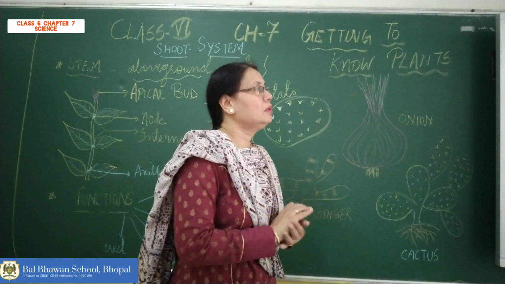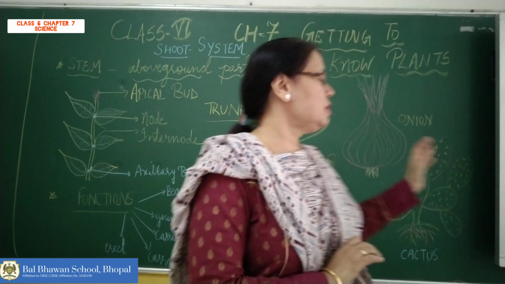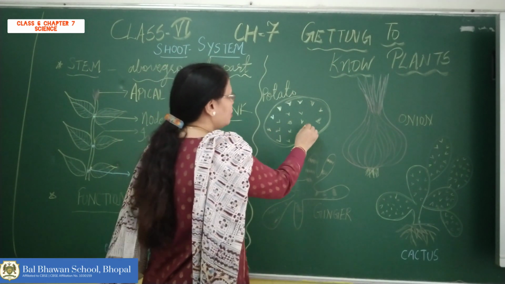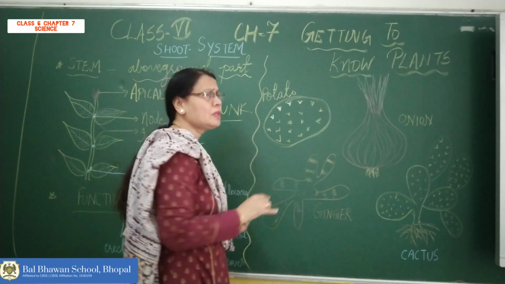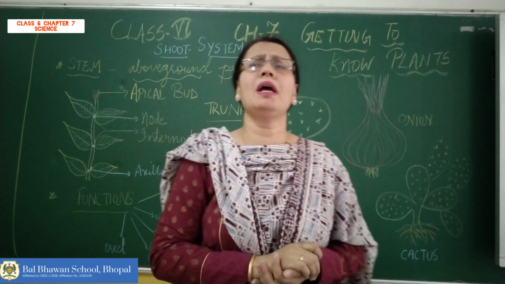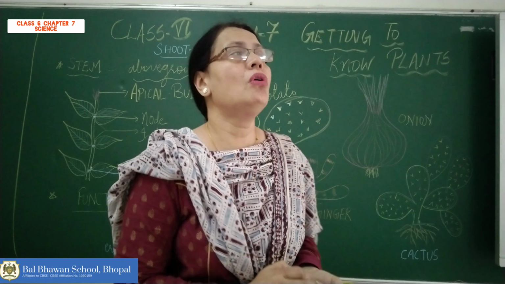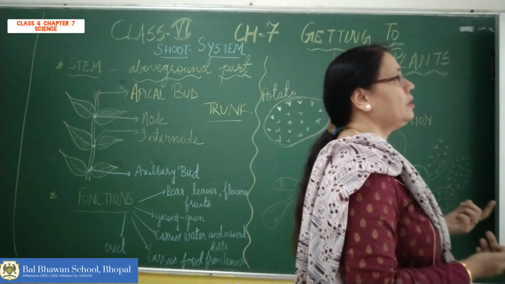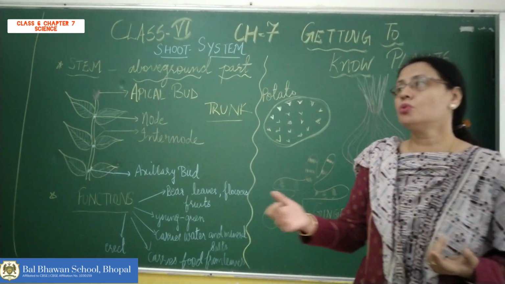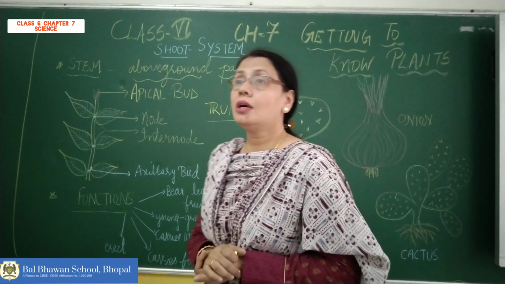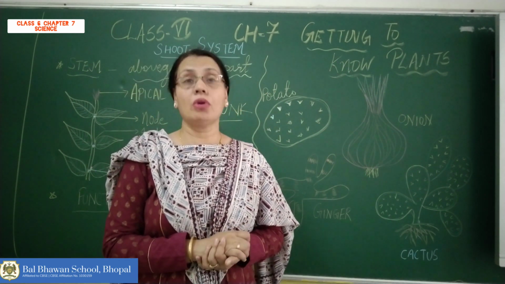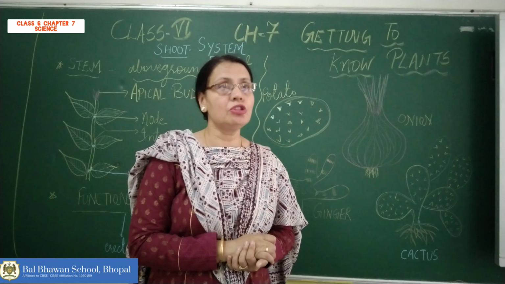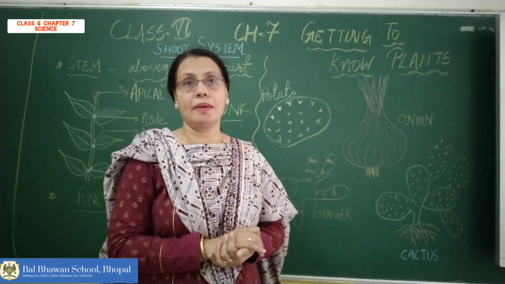Now, children, look here. I can guess what I have drawn. Yes, it's a potato. Now, can you tell me which part of the plant is a potato? We always think that a potato, since it grows under the soil, is basically a root. No, children, a potato is not a root. A potato is actually an underground stem.